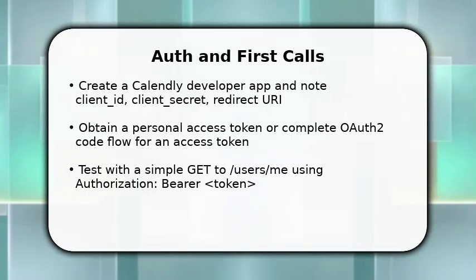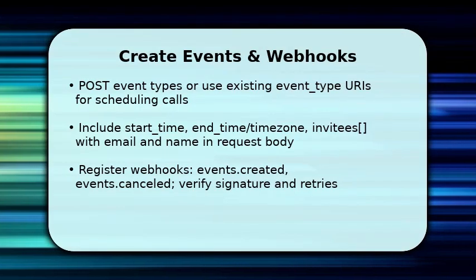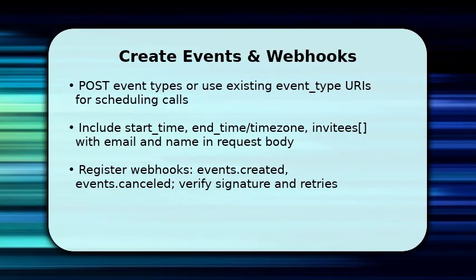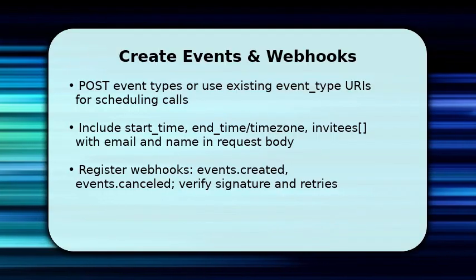Now you build calls that create or schedule events, use event type URIs, or post to the event types endpoint to define durations, buffer, and availability windows. Next, craft the scheduling request with start time, time zone, and invitees array containing email and name, and set location or join URL parameters as needed.